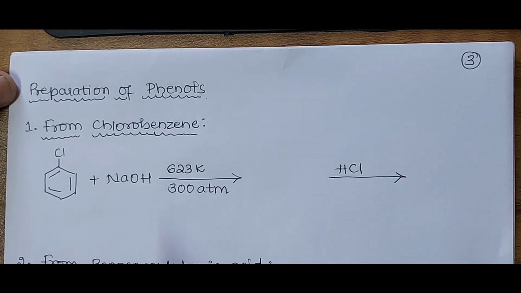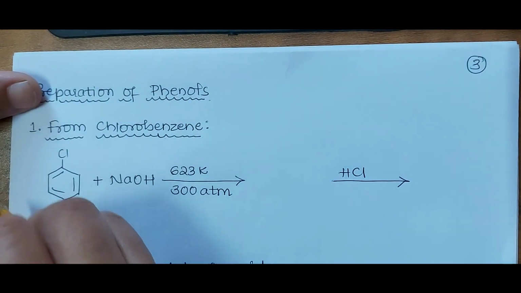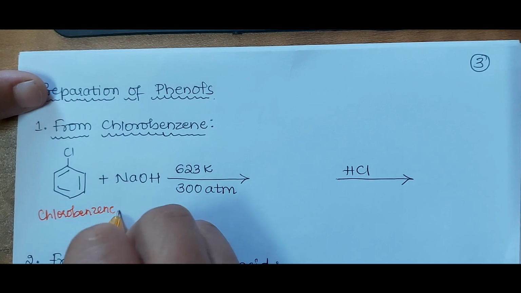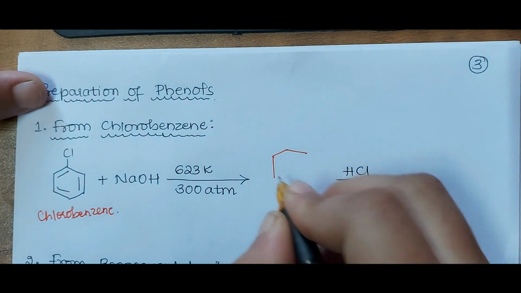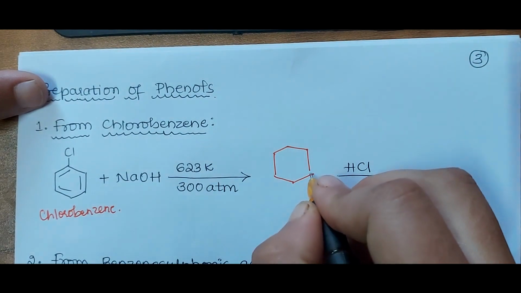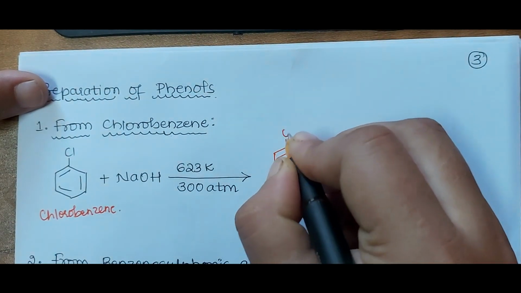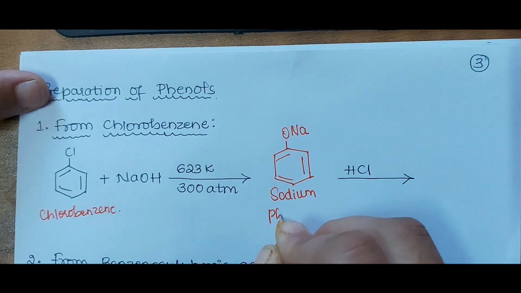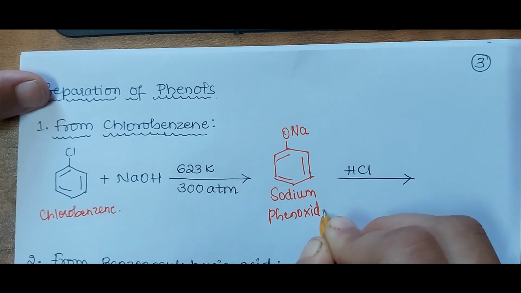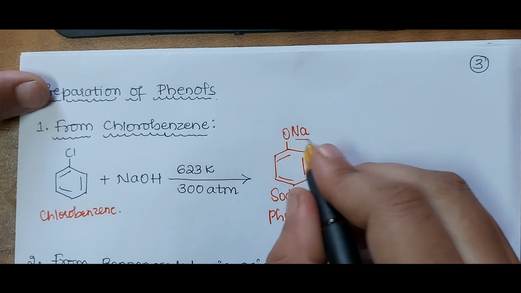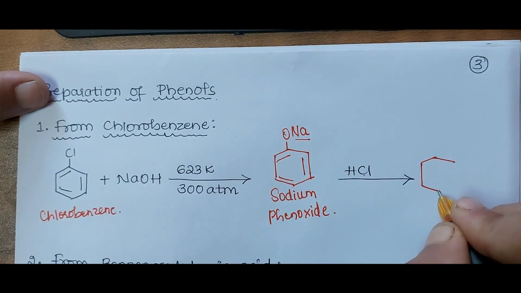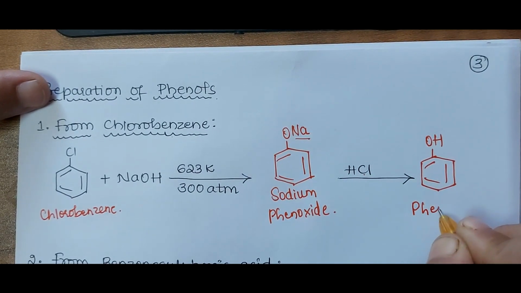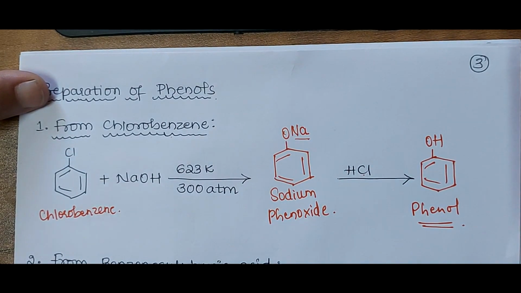Next we'll go with the preparation of phenol, how phenols are prepared. Here, if you see, chlorobenzene reacts with sodium hydroxide. This reaction is even there in haloalkanes and haloarenes. When it reacts with sodium hydroxide at a temperature of 623 Kelvin and 300 atmospheric pressure, it results in the formation of sodium phenoxide, also called sodium phenate. This sodium phenoxide on further acidification results in the formation of phenol. So Na is substituted by H and the resulting product is phenol. So chlorobenzene with NaOH gives phenol, and this is the first method of preparation of phenol.